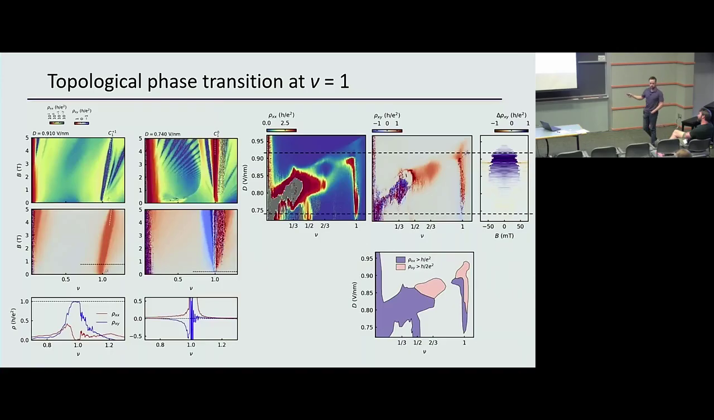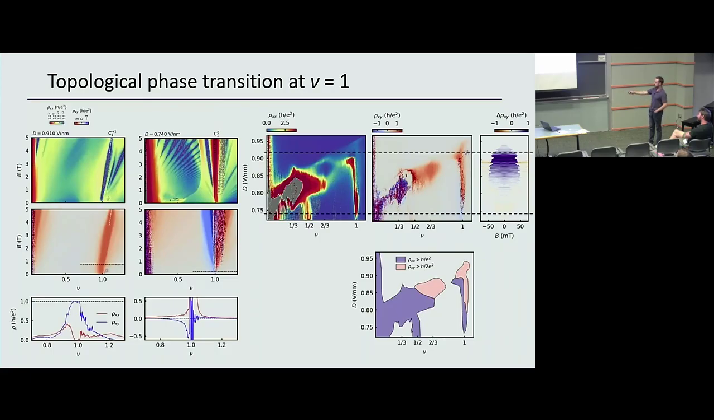The situation is very different if we do the same Landau fan diagram, but at a smaller displacement field, cutting through a region where the anomalous Hall effect has vanished. There, what we see is kind of a complicated behavior at fractional band filling, which I'll tell you about later. But if we look at 1 electron per Moiré unit cell, now we see a trivial insulator.